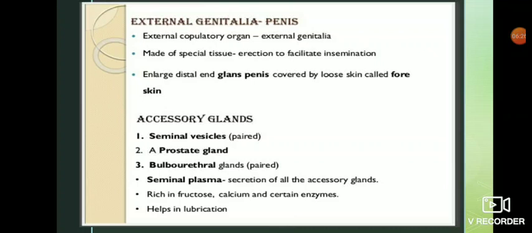Now let us see the accessory glands. The accessory glands include paired seminal vesicles, prostate gland, and paired bulbourethral glands. Secretion of these glands constitutes the seminal plasma, which is rich in fructose, calcium, and certain enzymes. The secretion of bulbourethral glands also helps in the lubrication of the penis. And that is the end of the male reproductive system.